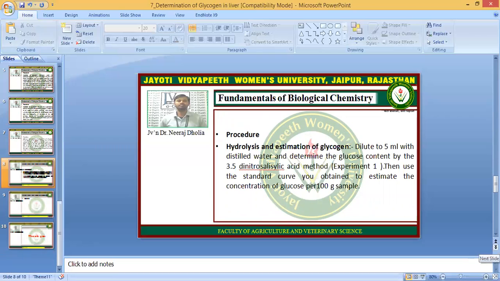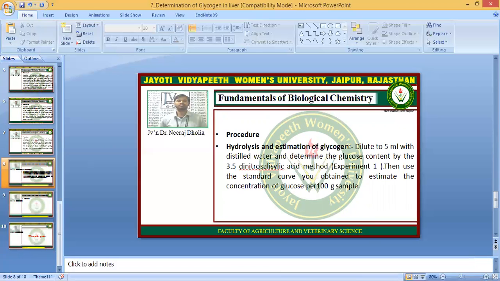Dilute with 5 ml of distilled water and determine the glucose content by the 3.5 ml dinitrosalicylic acid method. Then use the standard curve to obtain an estimate of the concentration of the glucose per 100 gram of sample.